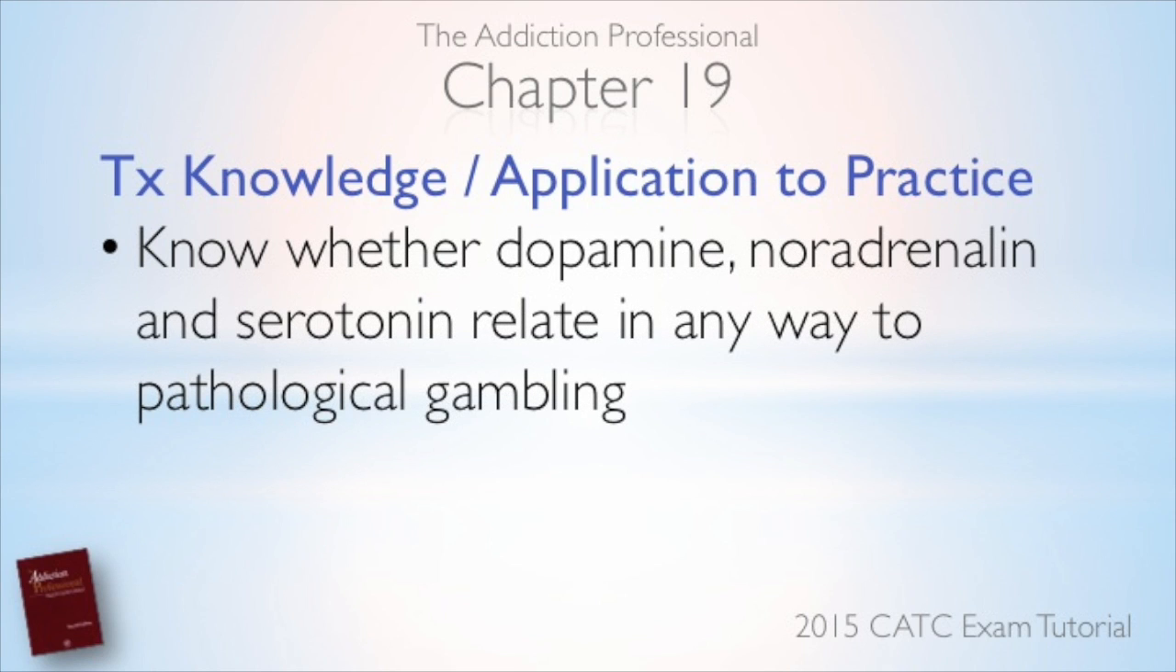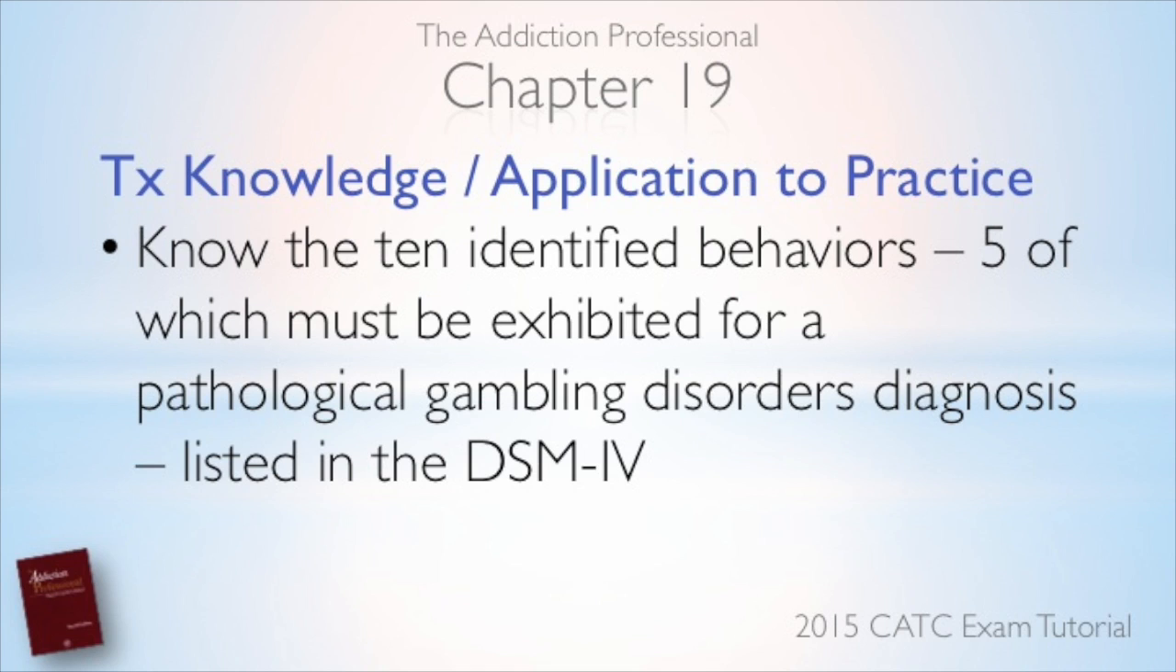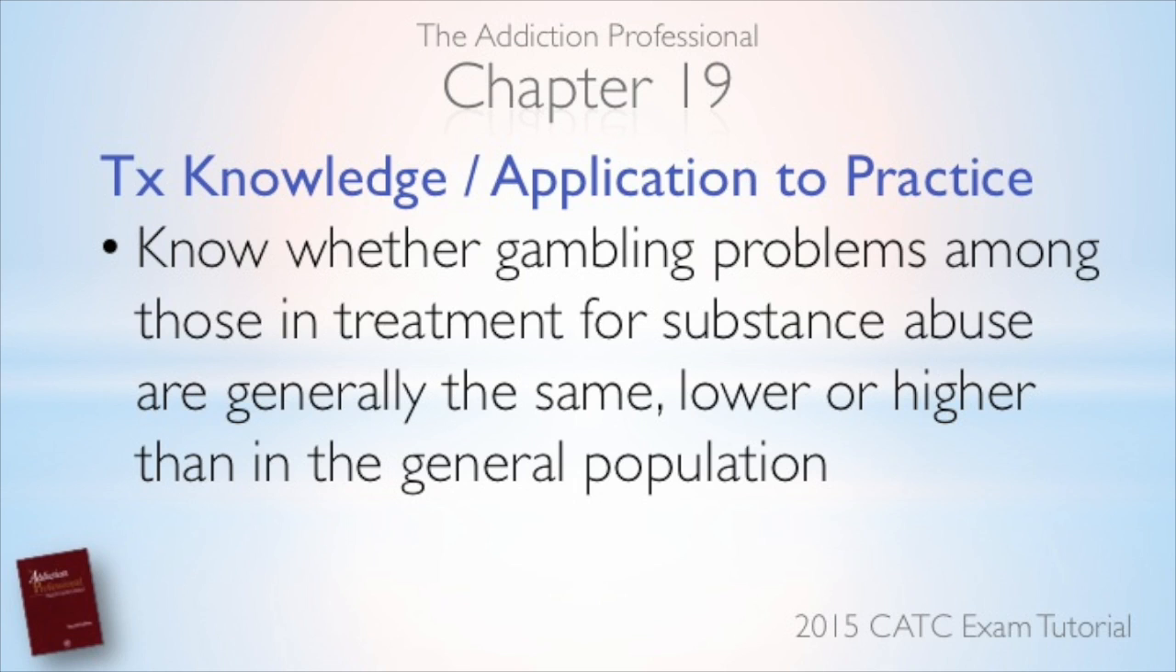In Chapter 19, know whether dopamine and serotonin relate in any way to pathological gambling. Know the 10 identified behaviors, 5 of which must be exhibited, for pathological gambling disorder diagnosis that are listed in the DSM-IV, and know whether gambling problems among those in treatment for substance abuse are generally the same, lower, or higher than in the general population.